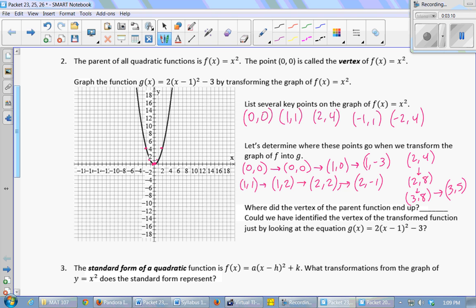So new points are now (1, negative 3), (2, negative 1), and (3, 5). And that's going to be the right half of my parabola, something like that. And then the left half is just the mirror image, so something like that.